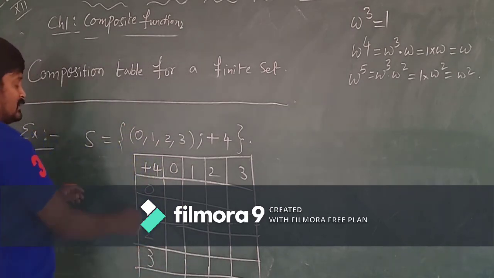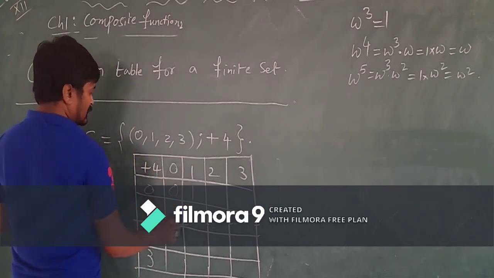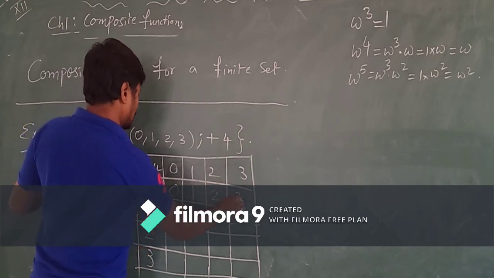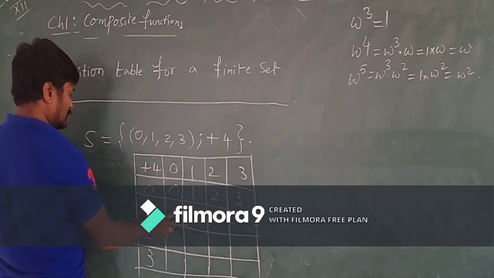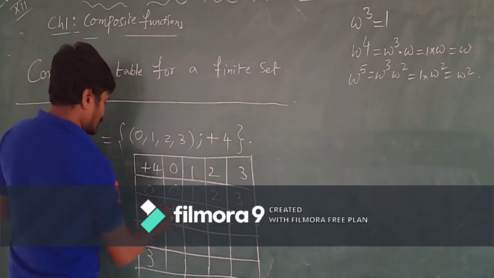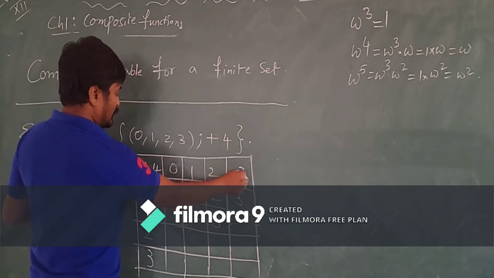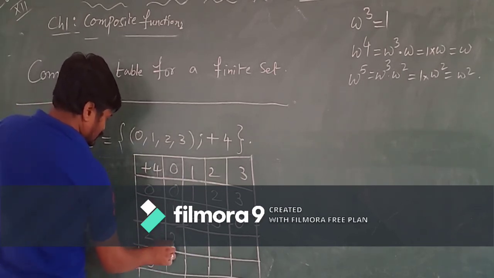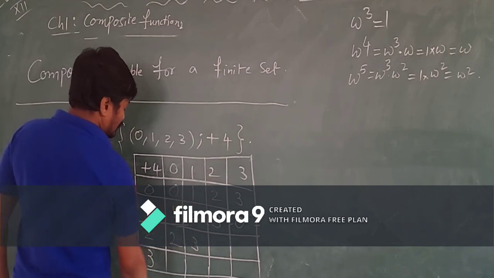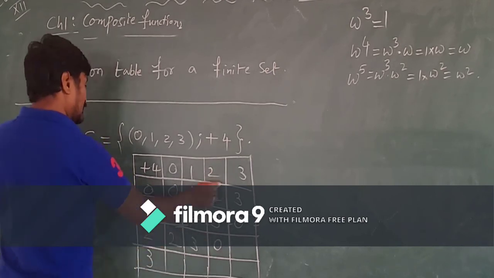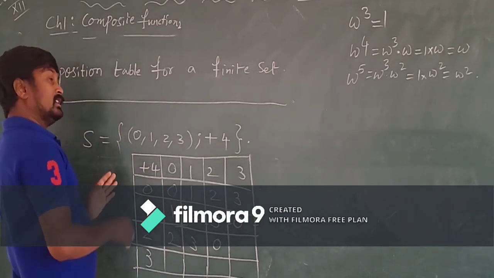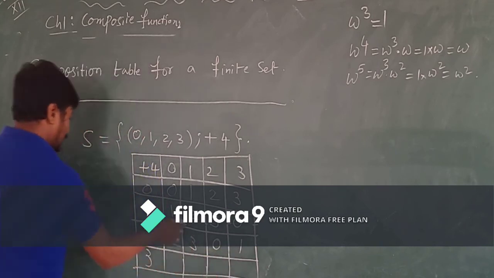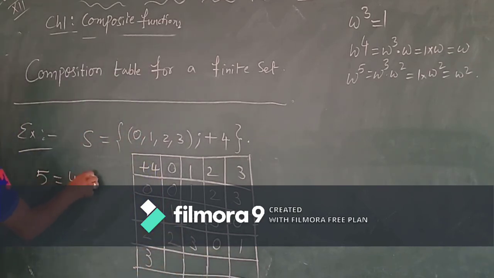Okay, so now what we'll do: 0 plus 0 is 0, 0 plus 1 is 1, 0 plus 2 is 2, 0 plus 3 is 3, and 1 plus 0 is 1, it is not 0. Then 1 plus 1 is 2, 1 plus 2 is 3, 1 plus 3 is 4, and 4 means 0 here. So if it is multiplication you write 1, but for addition you have to write 0. Now 2 plus 0 is 2, 2 plus 1 is 3, 2 plus 2 is 4, which means 0. 2 plus 3 is 5, which is 4 plus 1, and 4 is 0, so 0 plus 1 is nothing but 1.